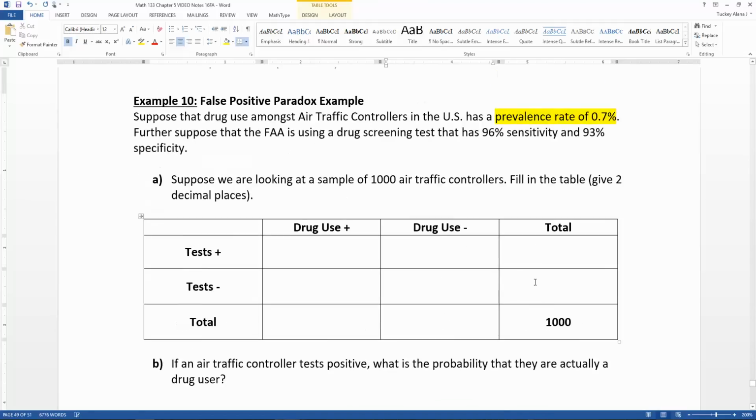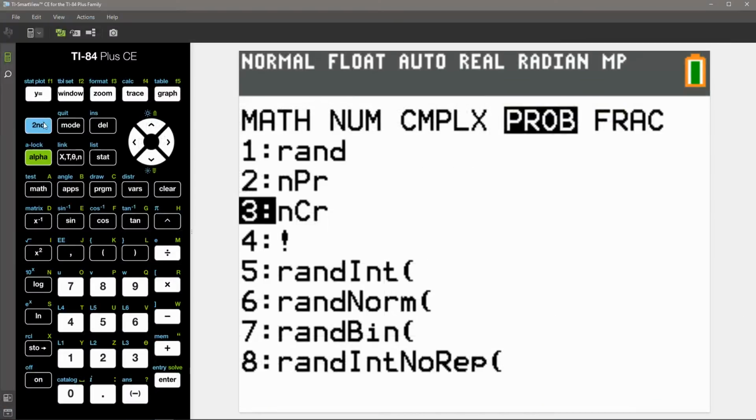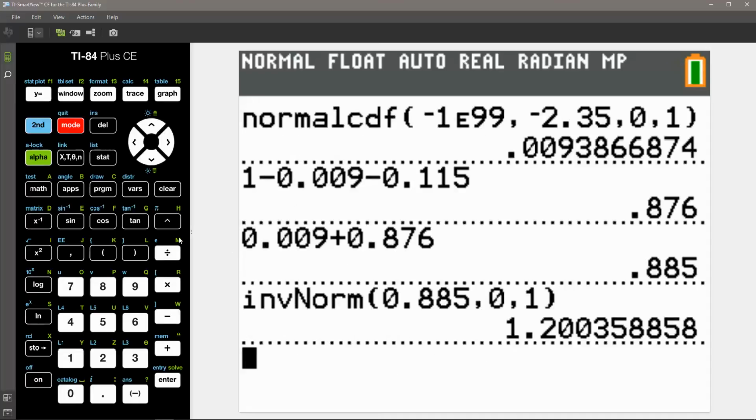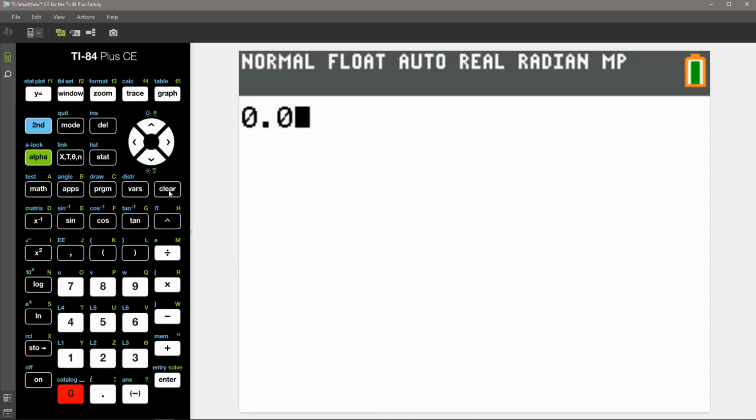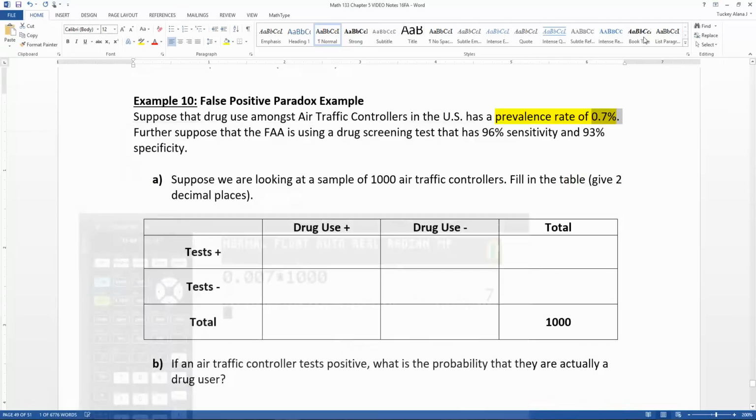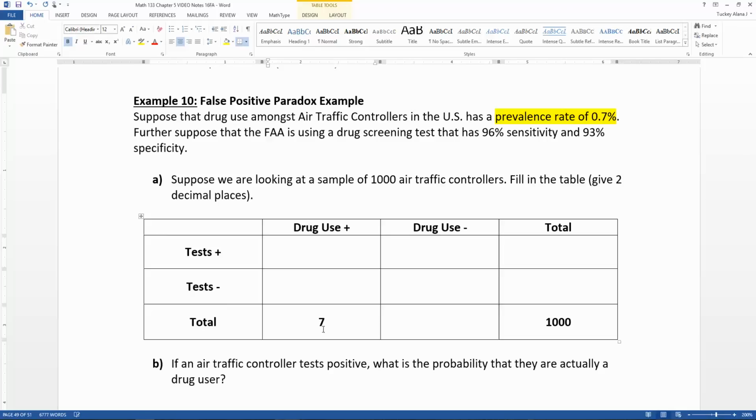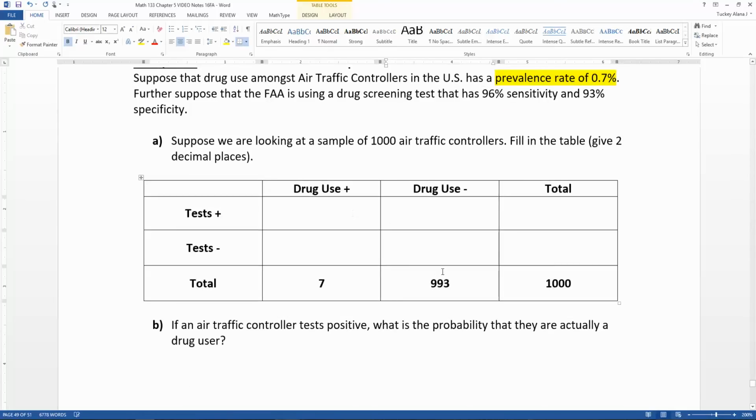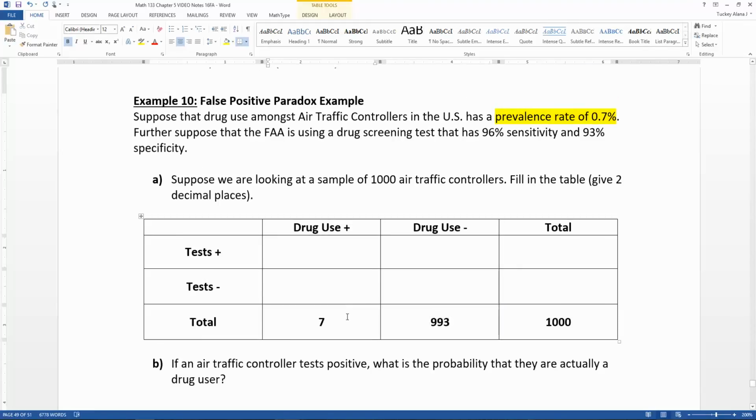All right, so we need to take 0.7% and multiply it by 1,000. But 0.7% is 0.007. So I'm going to take 0.007 and multiply it by 1,000. And that gets me 7. So out of 1,000 air traffic controllers, I expect 7 of them to have drug use. And then I expect 993 of them to not use drugs, which is good, right? We don't want our air traffic controllers, hopefully, using drugs that could be dangerous for all involved.